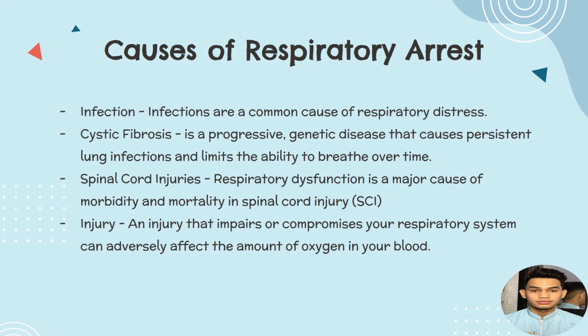And lastly, we have injury. So, an injury that impairs or compromises your respiratory system can adversely affect the amount of oxygen in your blood. So, for instance, an injury to the spinal cord or brain can immediately affect your breathing. So, the brain tells the lungs to breathe. If the brain can't relay messages because of the injury or damage, then the lungs can't continue to function properly.